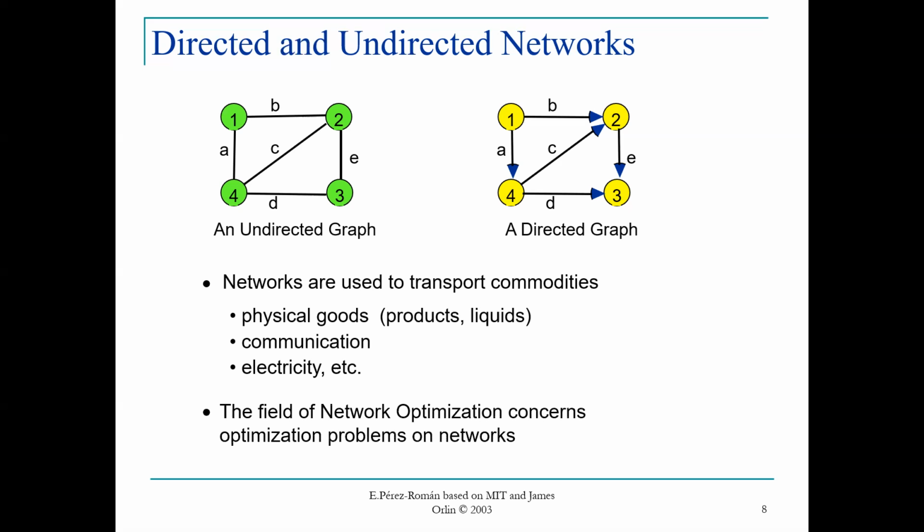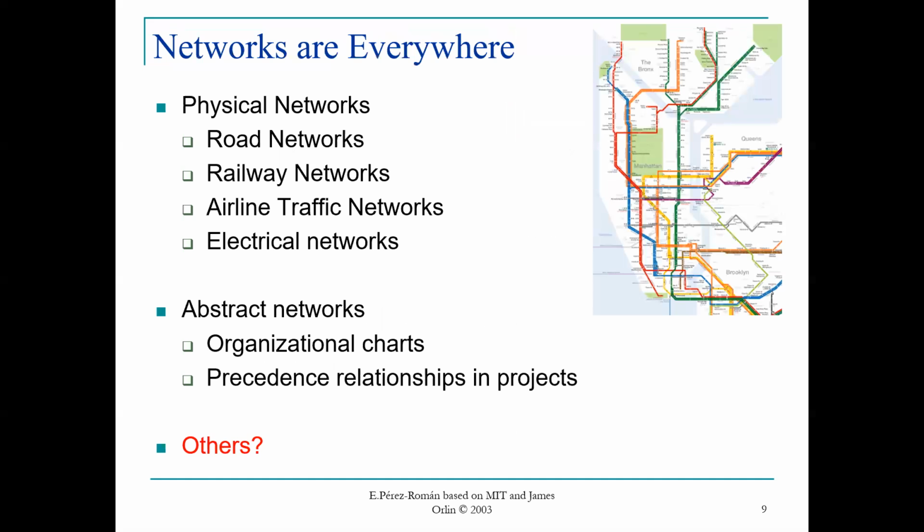The field of network optimization concerns optimization problems on networks. As mentioned already, networks are everywhere. So we have physical networks: road networks, railway networks, airline traffic networks, electrical networks, and so on. What we are showing on the right side of the slide is the rail network for New York City.